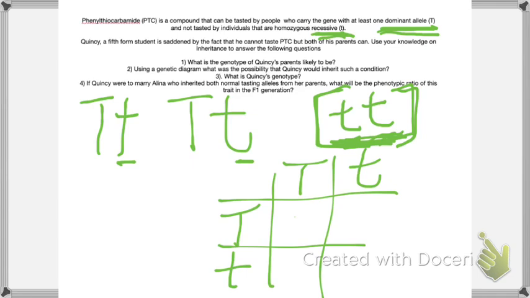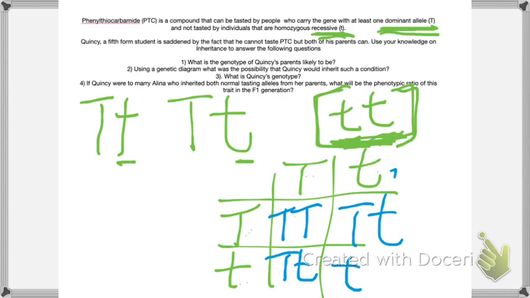Let's do it now. So what do we have here? Big T, big T: homozygous, dominant. Big T, small t: heterozygous. Small t, big T: heterozygous. Small t, small t: homozygous, recessive.